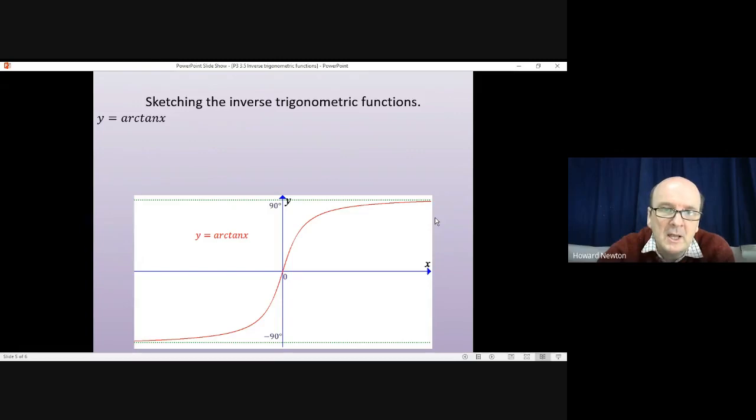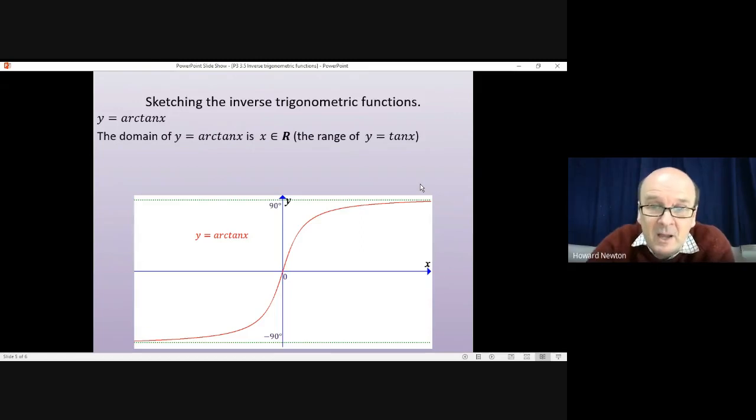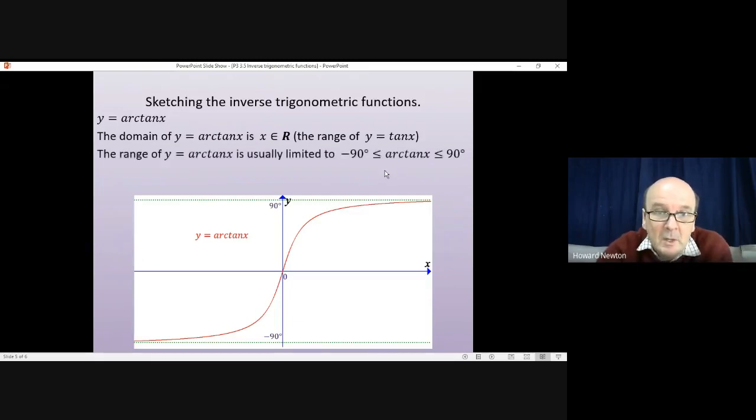And last of all, arc tan, or tan to the minus 1 of x. Now, the domain of arc tan is that x can be any real number whatsoever. And that, again, is because that's the range of y equals tan x, where the answer for tan x can be any number whatsoever.